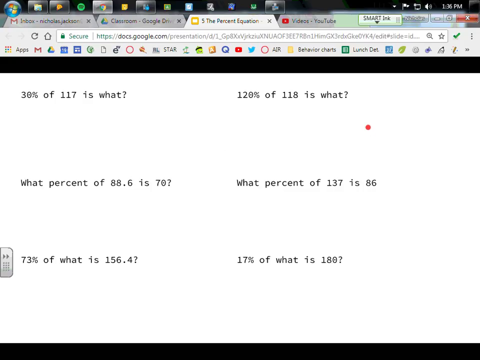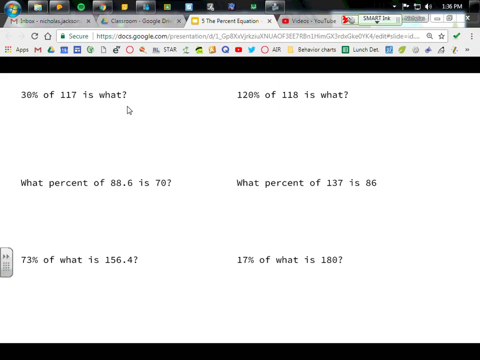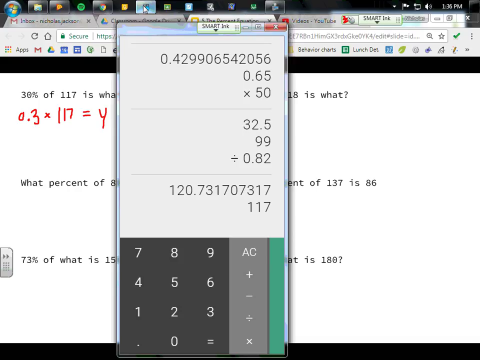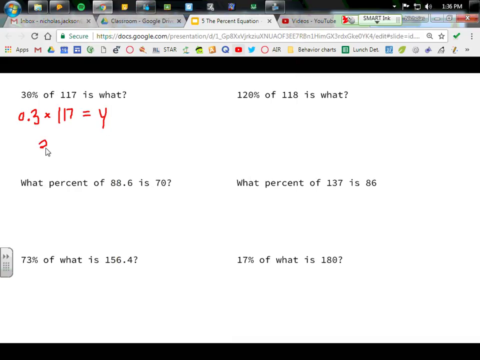We have a few more practice problems. 30% of 117 is what? So let's change 30% to a decimal. We can write it as 3/10. Of becomes multiplication. 117 is becomes equals, and what? Let's give it a y. So we multiply 3/10 times 117. 35 and 1/10. So that's what we're looking for.